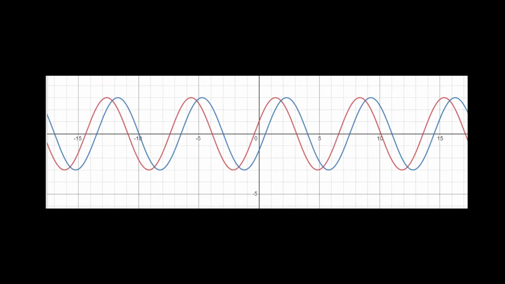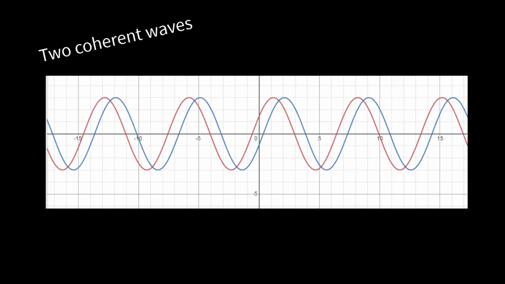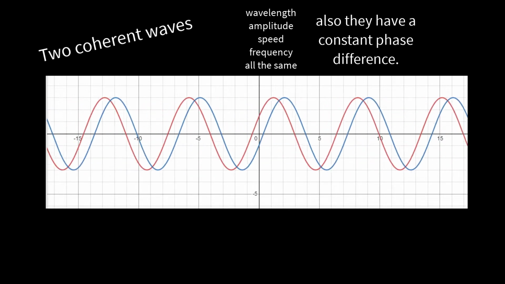So here's a simulation of coherent waves. We have a red wave and a blue wave, and they are coherent. They're coherent because they have the same wavelength, the same amplitude, and they're travelling at the same speed. If they're the same wavelength and same speed, they'll have the same frequency. And what's more, they've got the same constant phase difference between the blue and red waves.